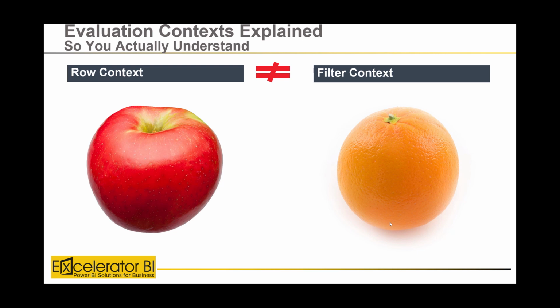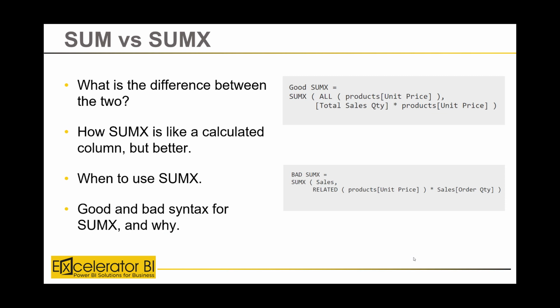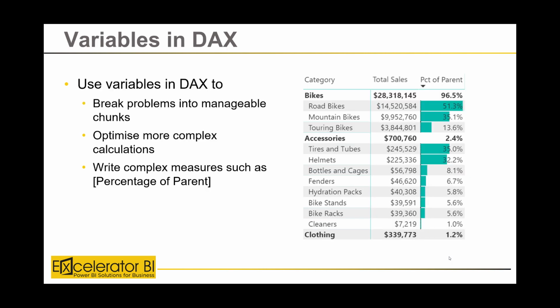The important thing about evaluation context is that a row context and a filter context are not the same thing. And once you understand that, the rest of evaluation context will fall into place. And I'm going to explain this in such a way that you will understand it. When we get to SUM versus SUMX, I'm going to talk about the differences and when you should use one and when you should use the other. And there's good and bad ways to write SUMX formulas, and I'm going to cover that in some detail.